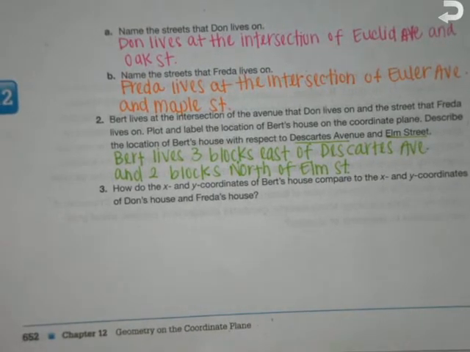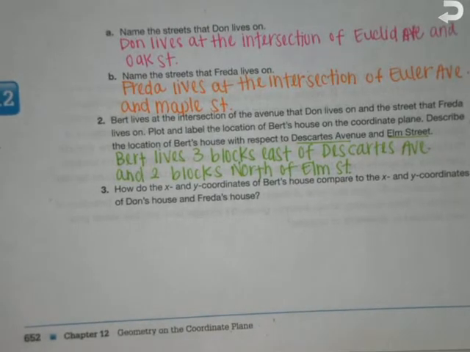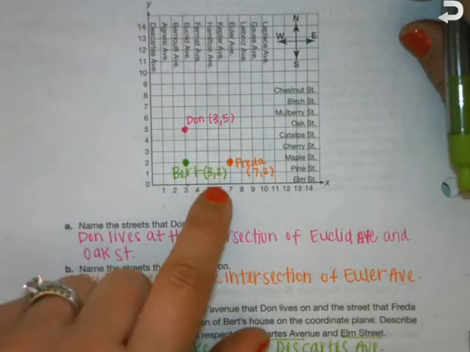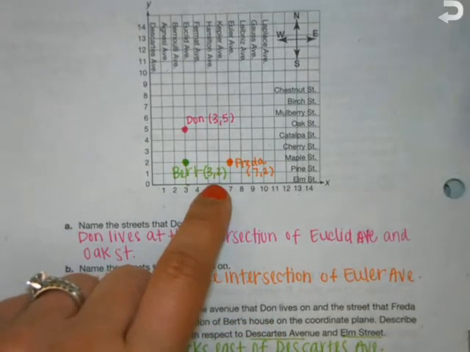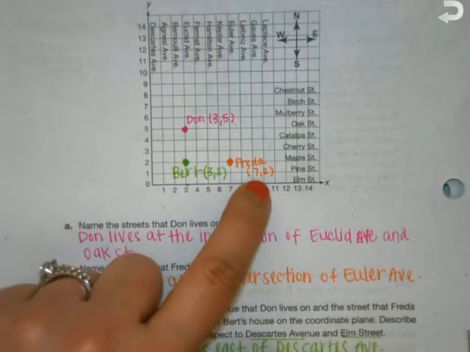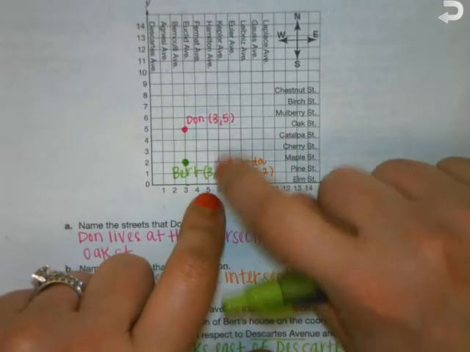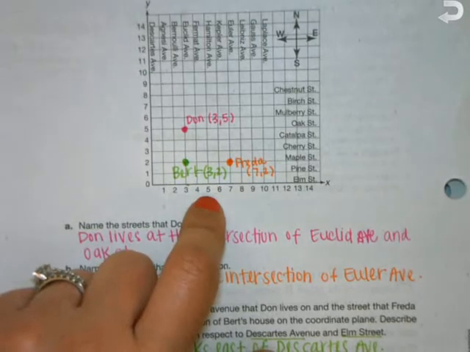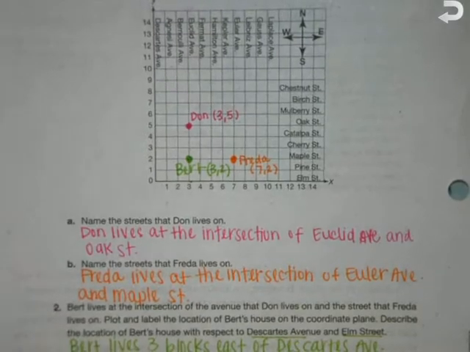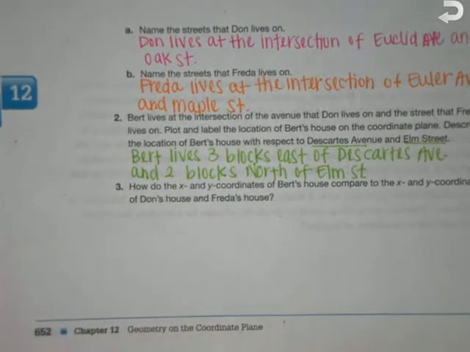Dawn's x coordinate is the same as Bert's. And Frida's y coordinate is the same as Bert's. Perfect. That's exactly what you should have. So Dana said that Dawn's x coordinate, which is 3, is the same as Bert's x coordinate, which is 3. And Bert's y coordinate is 2, and that's the same as Frida's y coordinate. So the x coordinate is the same as Dawn's, and the y coordinate is the same as Frida's, which should make sense, right? So write something like that.